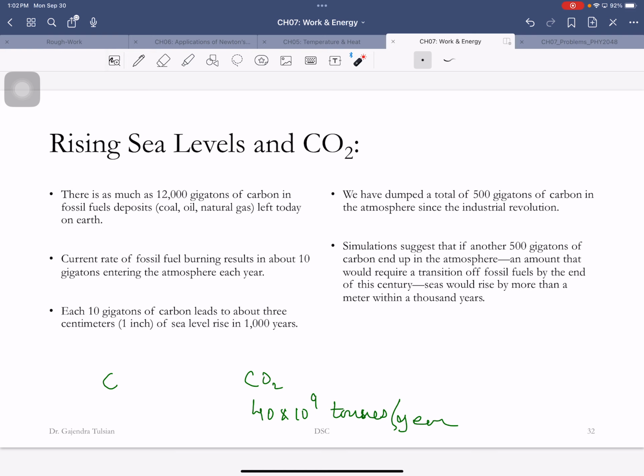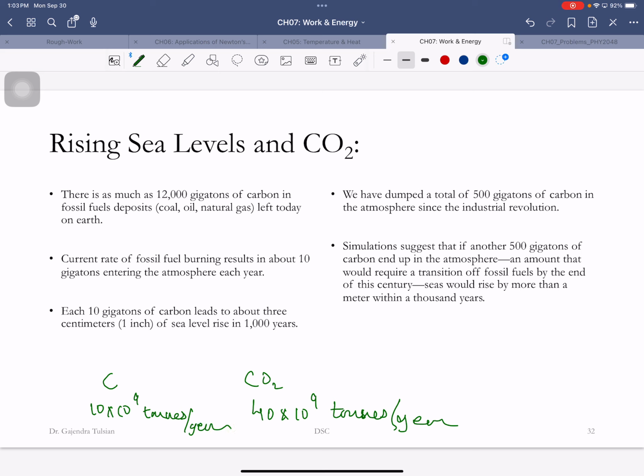Oxygen weighs 16, so that's about 32 atomic units. 32 plus 12 is 44. Carbon is 12, so it's 1/4 of that. So the world is roughly dumping 10 billion tons of carbon per year in the atmosphere.